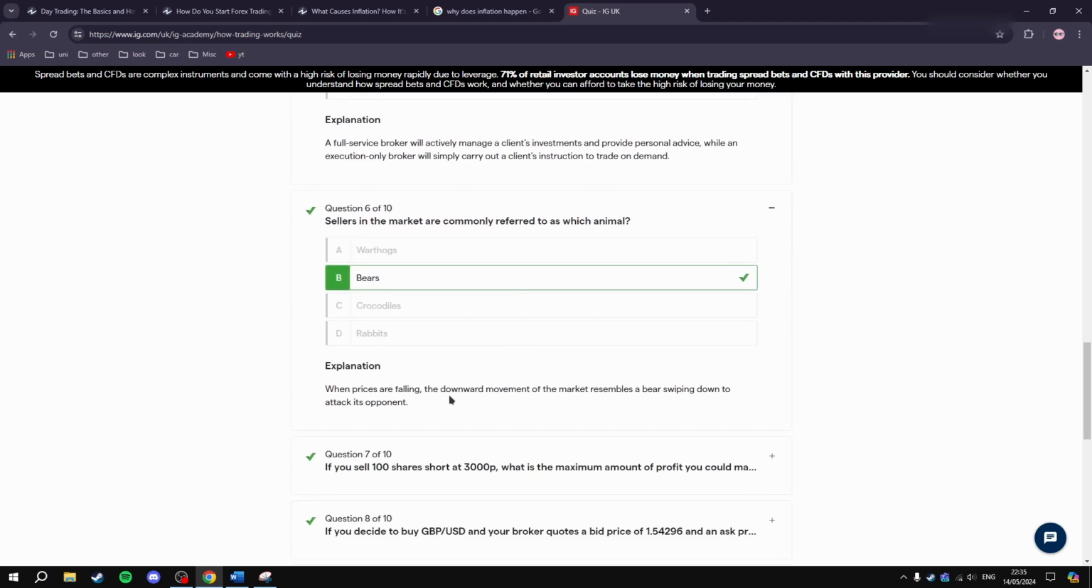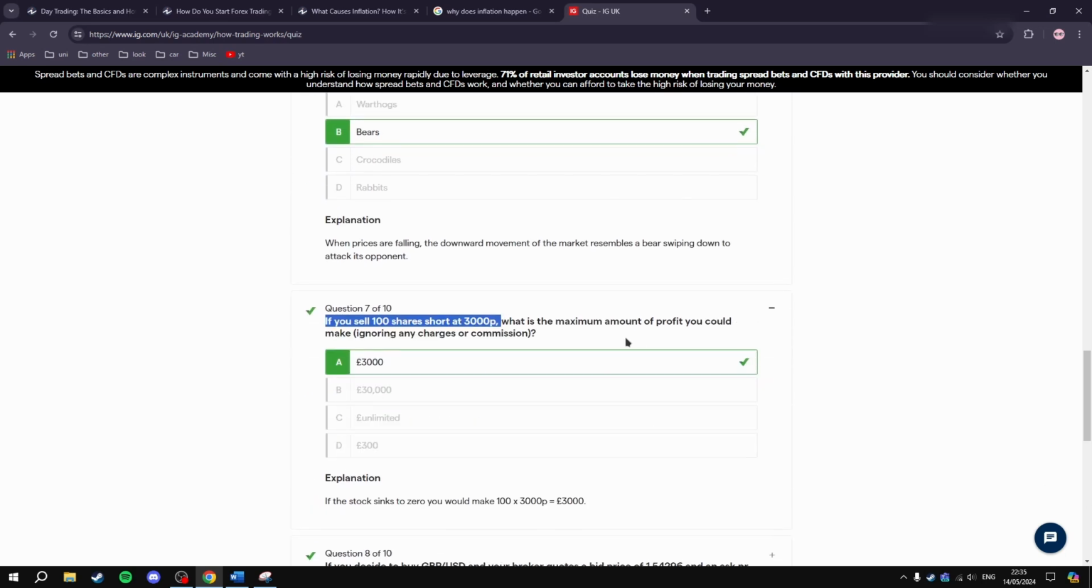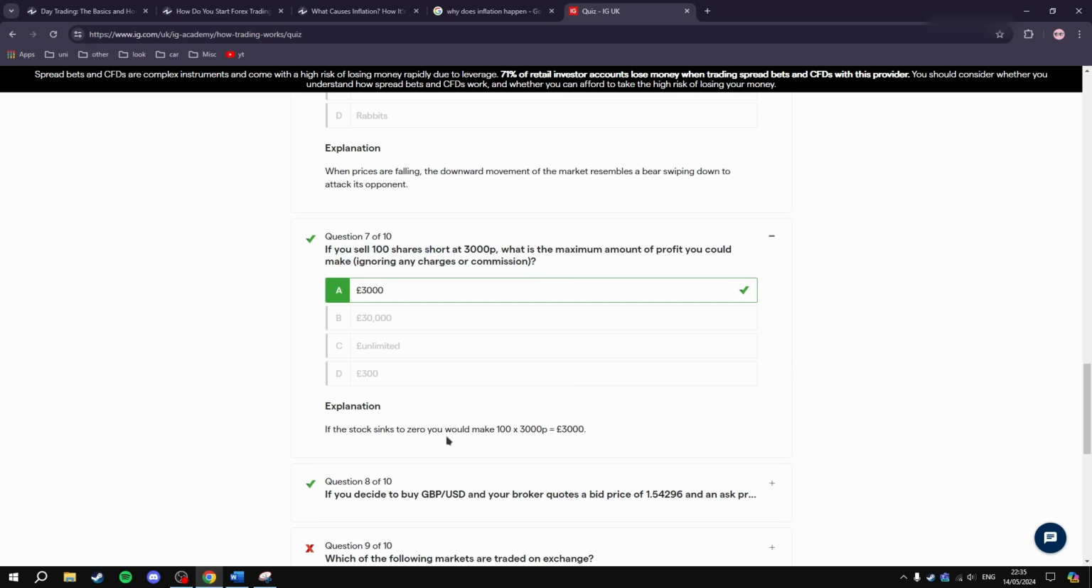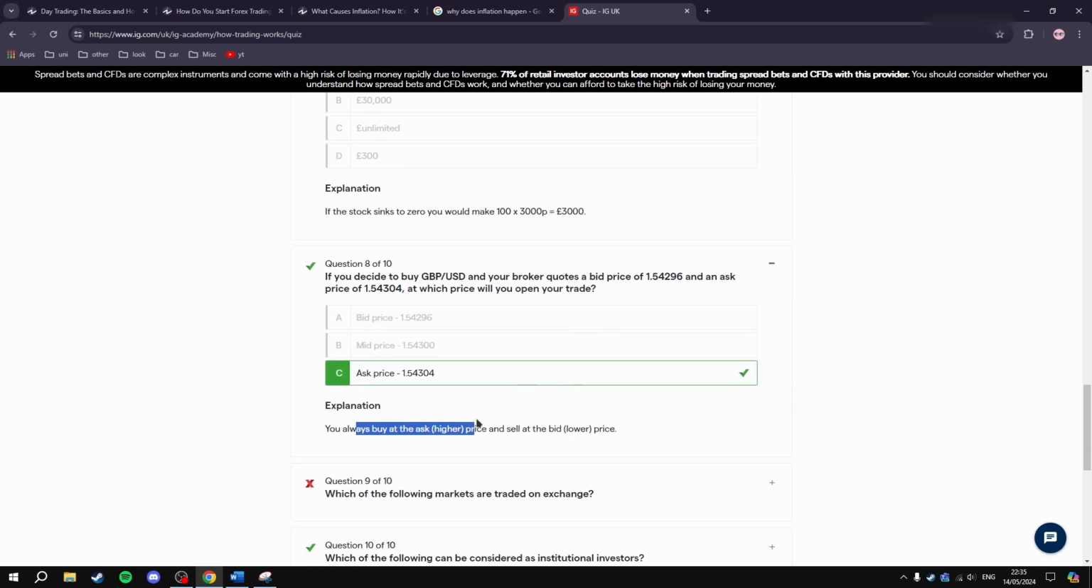When prices are falling, the downward movement of the market resembles a bear swiping down to attack his opponent. Oh, is that where bear comes from? Right, a bear swiping down to attack his opponent. Interesting. If the stock sinks to zero, you would make 100 times 3,000 pence, which is £3,000. You always buy at the ask, higher price, and sell at a lower price.